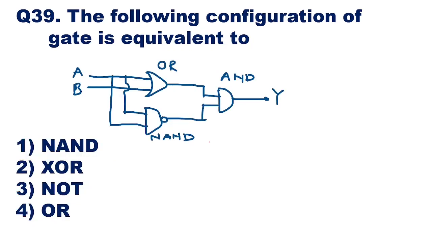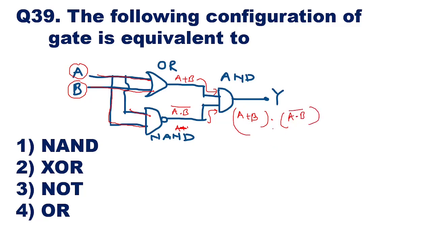Question number 39. The following configuration of gates is equivalent to what? Here the configuration is shown. We have 2 inputs A and B. These 2 inputs are applied to an OR gate, so the output of the OR gate will be A plus B. The same 2 inputs are applied to a NAND gate, and the output of the NAND gate will be (A into B) the whole bar. These 2 are again applied to the next AND gate. So A plus B is one input of this AND gate, and (A into B) whole bar is the other input. So the AND gate gives the output (A plus B) into (A into B) whole bar.